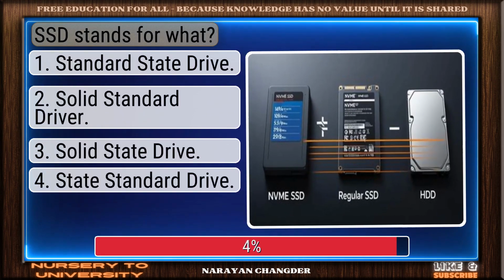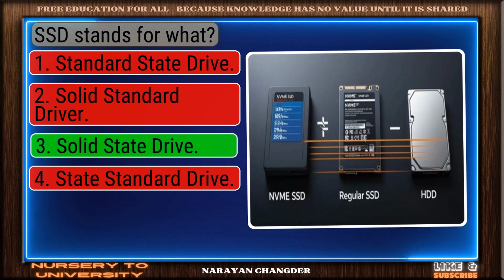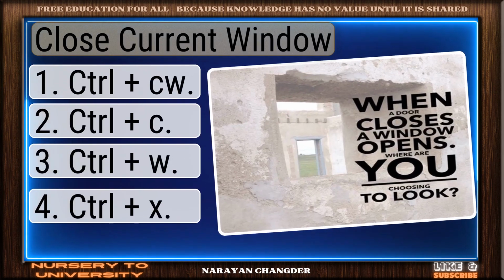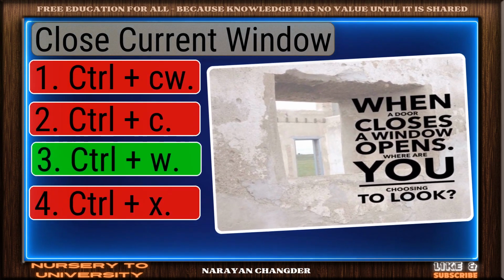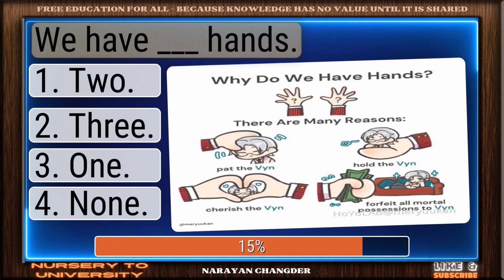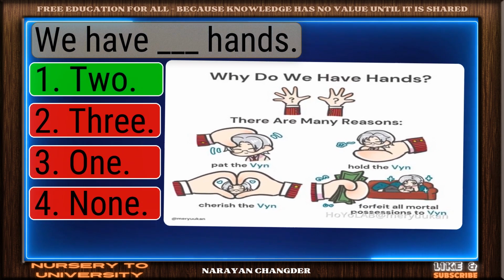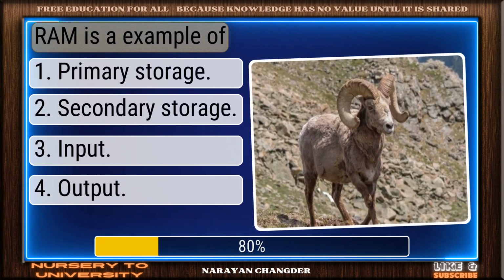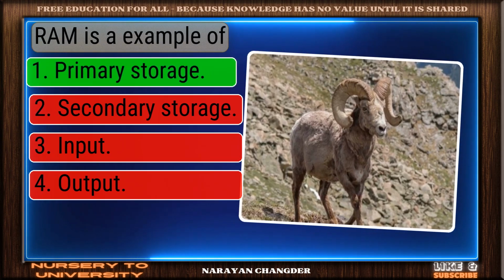SSD stands for what? Well reasoned. Solid state drive is the correct choice. Close current window. Strong choice. Ctrl plus W is the right answer. We have dash hands. Great job. 2 is the accurate answer. RAM is the example of. Nice selection. Primary storage is the correct and valid answer.